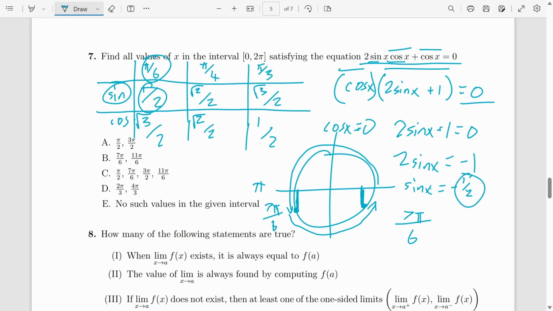Now, if we want to find this other one, which is right here, it looks like we take 0 and then subtract pi over 6. We start at 0 and then go backwards. We subtract pi over 6. But since we can't have values that are less than 0, we can just take 2 pi and then minus pi over 6. So 2 pi minus pi over 6, that's the same as 12 pi over 6 minus pi over 6, which equals 11 pi over 6.